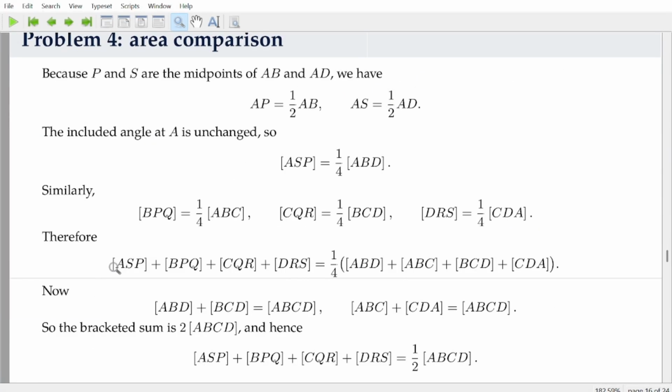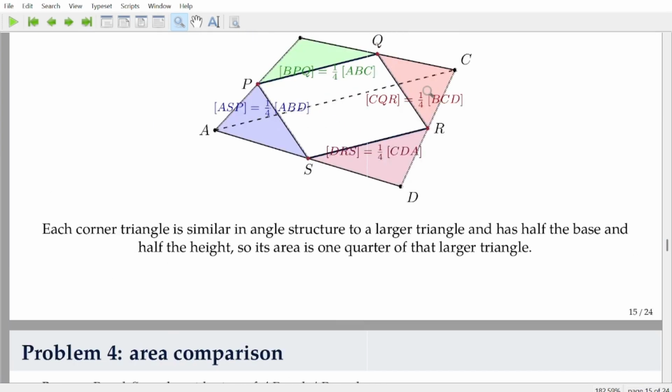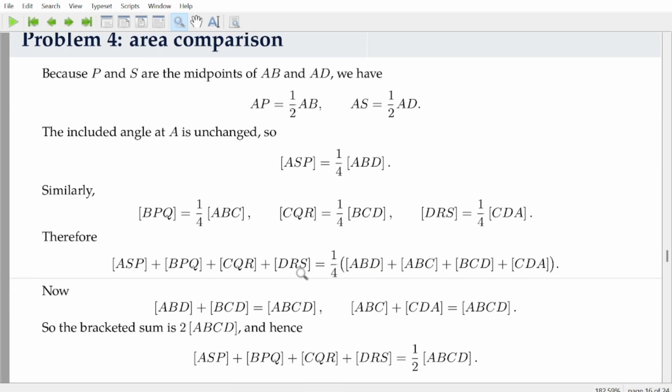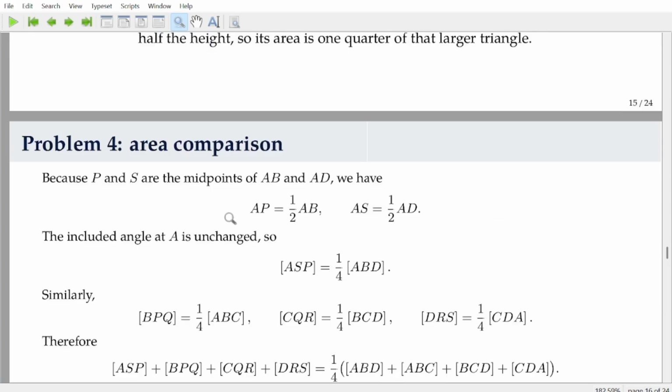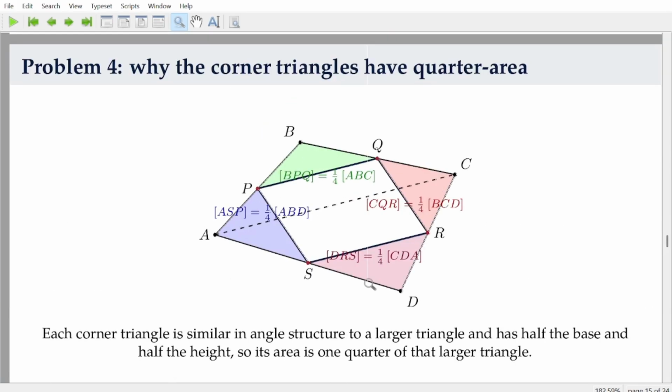And so therefore, if we add up the areas of each of our triangles, this quantity here is the sum of the areas of our 4 shaded triangular regions. And we substitute in the expressions for each of those in terms of ABD, ABC, BCD, and CDA. We get that the sum of the areas of our 4 triangles is a quarter times the sum of each of these individual larger triangle areas, right? So we have the area of triangle ABD, area of triangle ABC, area of triangle BCD, and the area of triangle CDA. Well, the area of triangle ABD plus the area of triangle BCD is going to be equal to the entire area of the quadrilateral, right?